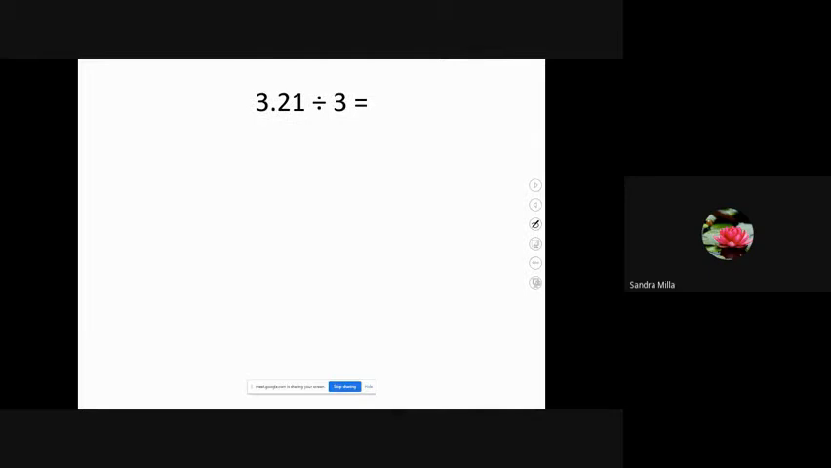Okay, moving on to our next problem. We have 3 21 hundredths divided by 3. So again, this is my total. This is my number of groups. And our dividend is our number of groups. I mean, my dividend is my total. My divisor is my number of groups. And then we are getting the amounts in each group, and that would be my quotient.